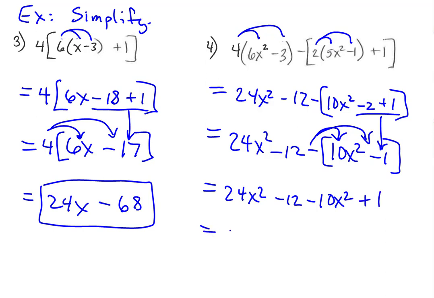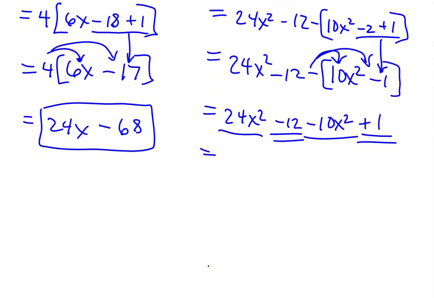Now we've distributed, we have no more grouping symbols left. All we do is look for like terms to combine, and indeed we have some. There are some x squareds we could combine, and then there are some numeric terms we could combine. Those are two different pairs of like terms. If we work on the x squareds first, there's a 24x squared and a minus 10x squared. That would give us 14x squared when combined, and then the negative 12 plus 1 would give us a minus 11. So 14x squared minus 11 is our simplified answer for this one.